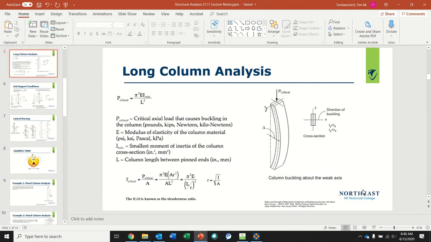Right there, P critical. Okay. So you notice I'm not really worried about the radius of gyration. That's another way to find the same answer, but we're just going to stick with this guy right here. This is the effective length.